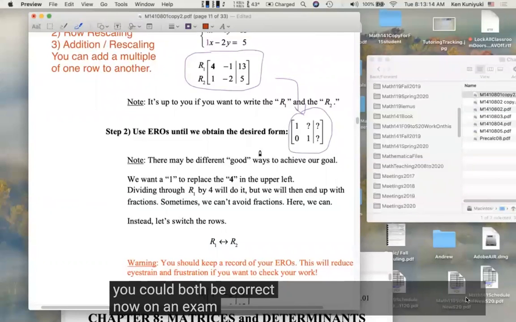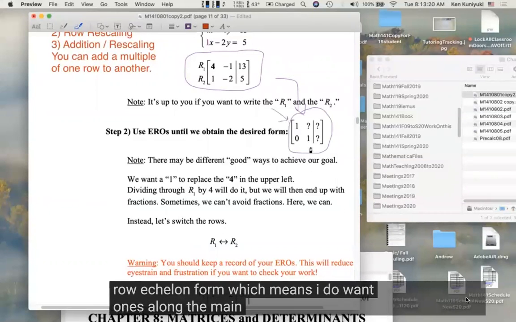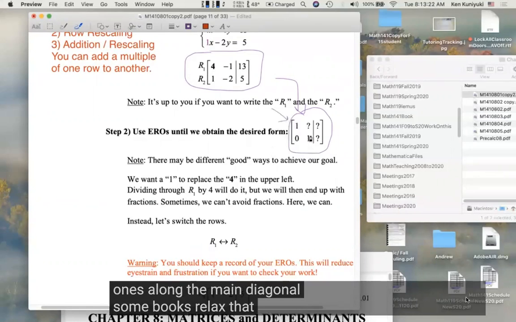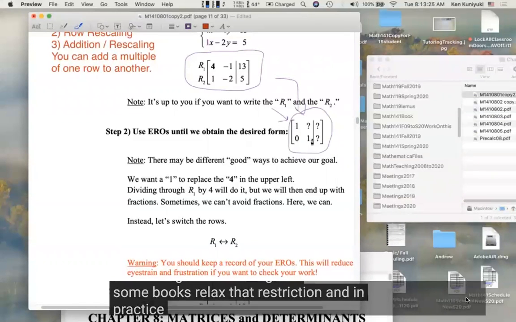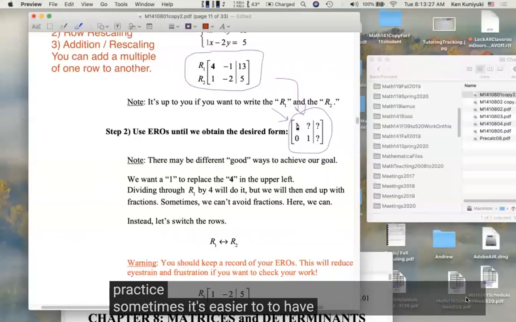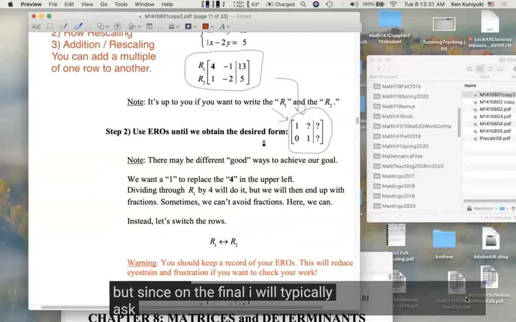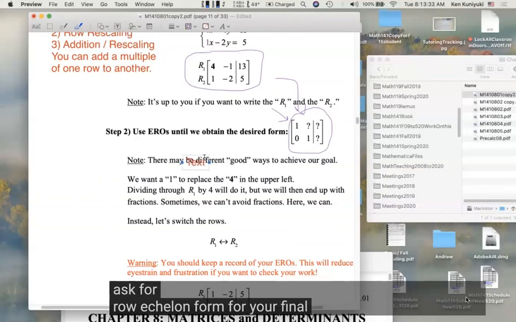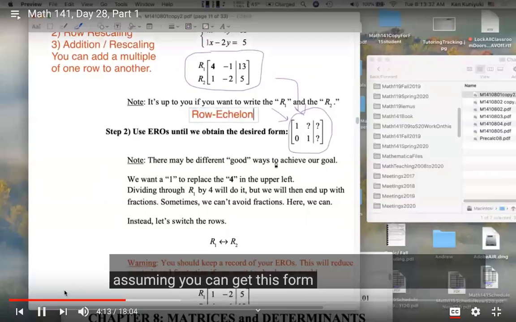Now, on an exam, I'm likely to say that I want your final matrix in row echelon form, which means I do want ones along the main diagonal. Some books relax that restriction. And in practice, sometimes it's easier to have these not be ones. But since on the final, I will typically ask for row echelon form for your final matrix, assuming you can get this form, let me say this loud and clear.